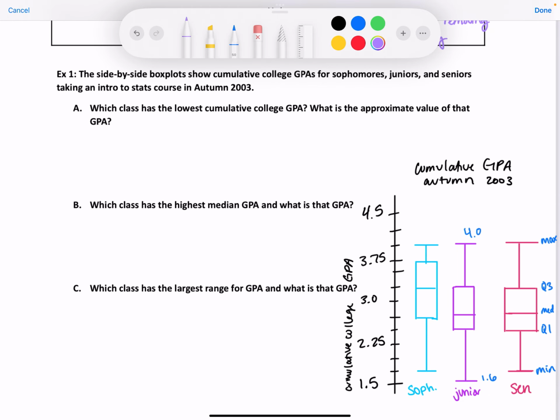All right, so this side-by-side box plot, not a cat plot, shows cumulative college GPAs for sophomores, juniors, and seniors taking an Intro to Stats course in the autumn of 2003. Which class has the lowest cumulative college GPA, and what is the approximate value of that GPA? Juniors, approximately 1.6 cumulative GPA.